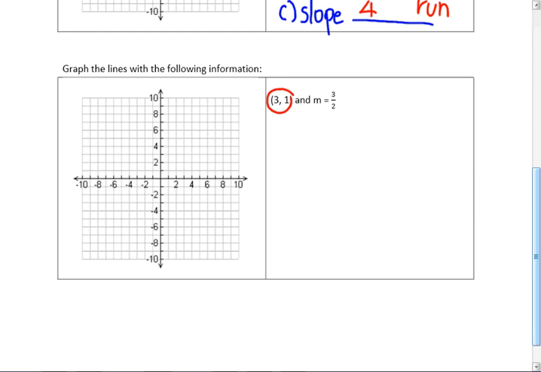Grant, we are going to graph this point right here. Oh, you don't have the fun stuff I have. So I'm going to use my fun stuff. I'll put a picture of my dog. Where is 3, 1?